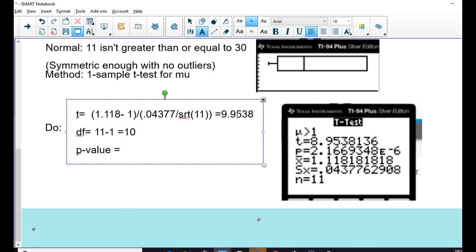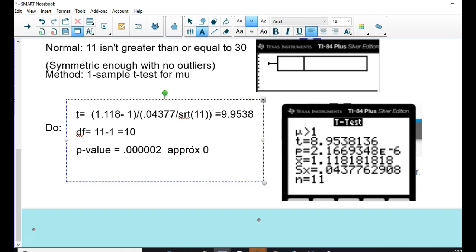And our p-value is equal to, now be careful, 2.1669 is not your p-value. You have that e to the negative 6. That means you need to move the decimal back 6 places to the left. So that's 0.00002, I believe. Now, anytime e is less than -4 technically, so if you have a -5, -6, -7, you can say approximately 0.